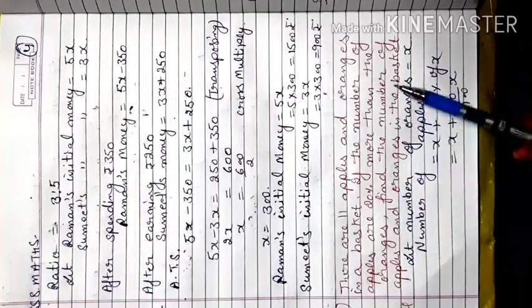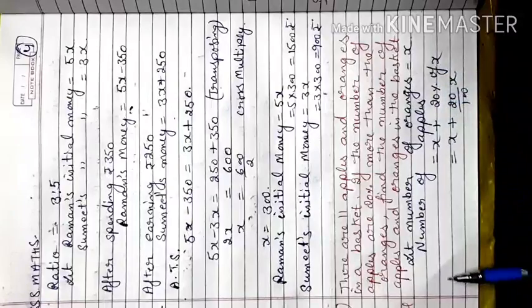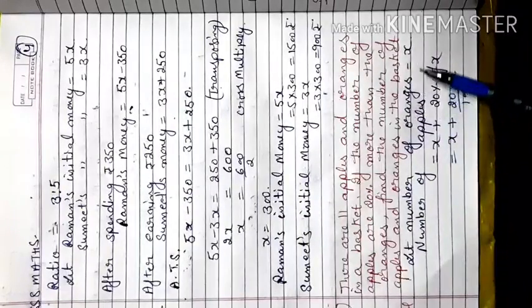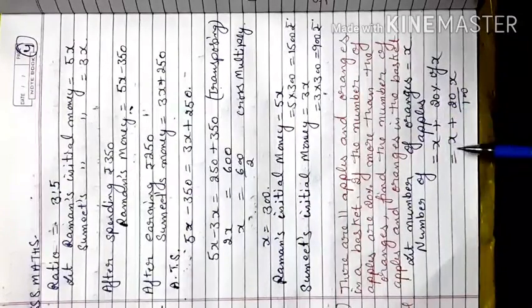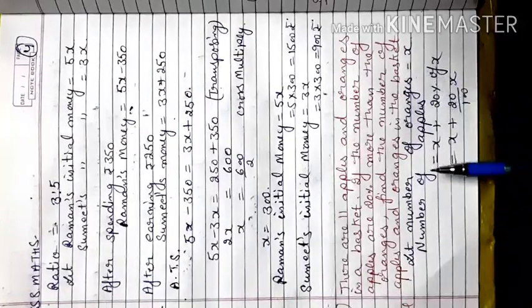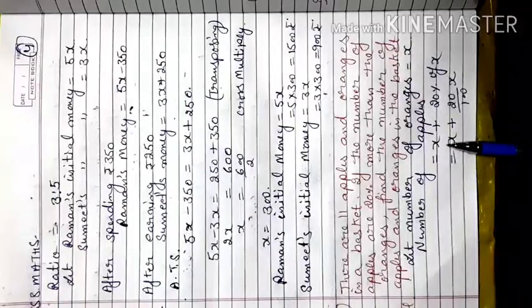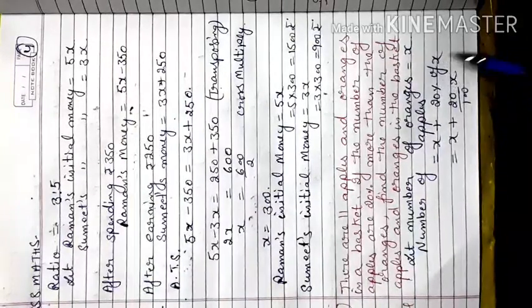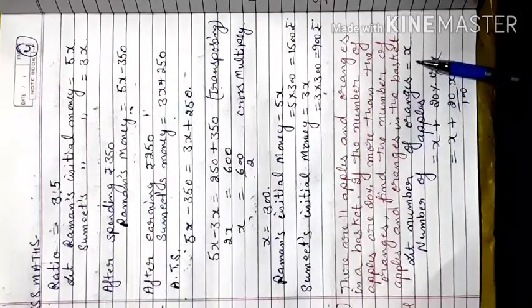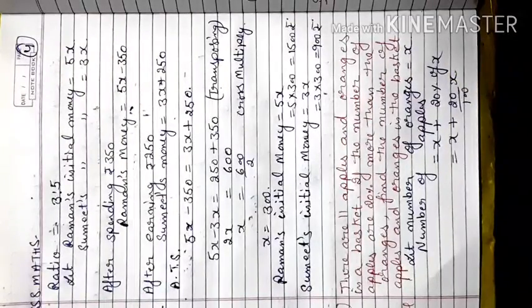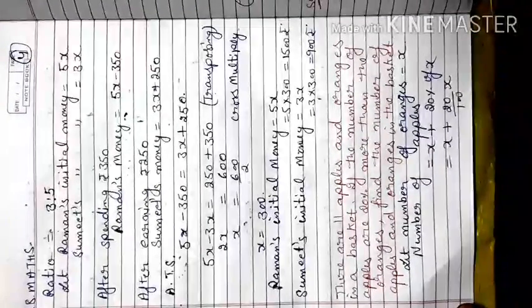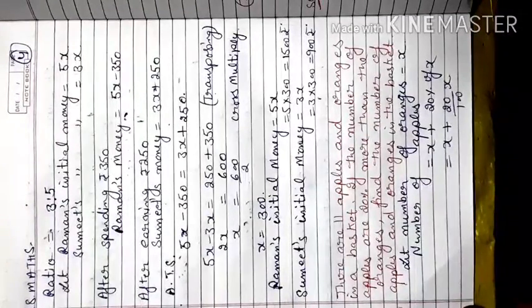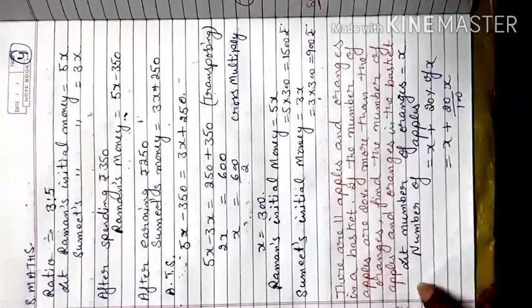Now you have to find the number of apples and oranges in the basket. Let the number of oranges be x. If you add 20% of the oranges to the quantity of oranges, that quantity is exactly equal to the number of apples. So we consider x as the quantity of oranges, find 20% of x and add it to x, which gives x plus 20 by 100 x.